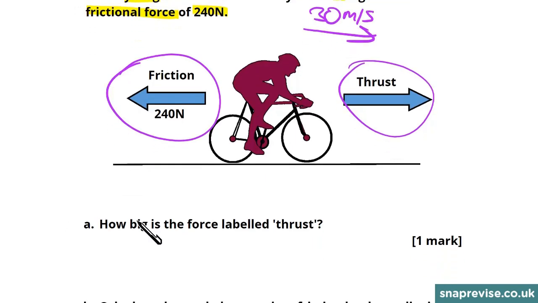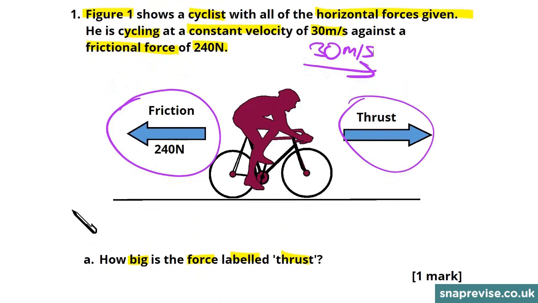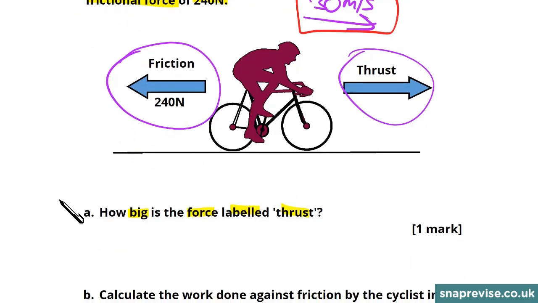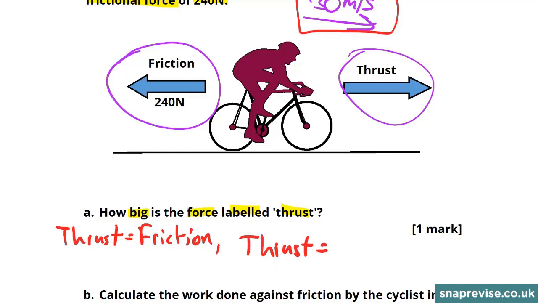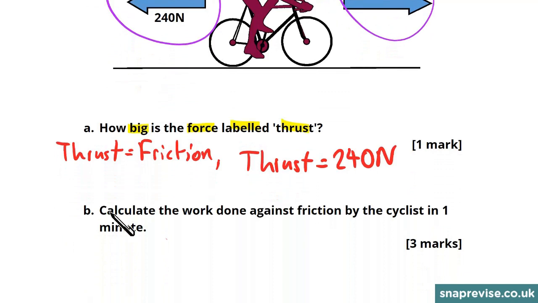Now the first question asks, how big is the force labelled thrust? Okay, so the key to answering this is taking a look at the words that have been used in the question carefully. He is cycling at a constant velocity. Okay, so this velocity of 30 meters per second is not changing, but a constant velocity means that there must be no net force on the cyclist. In other words, the thrust must equal the friction. And so we see that the size of the thrust must be equal to 240 newtons.